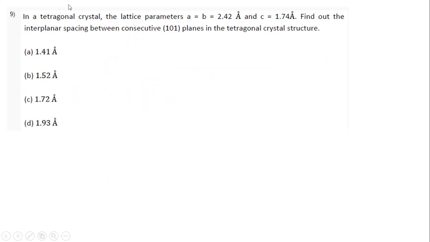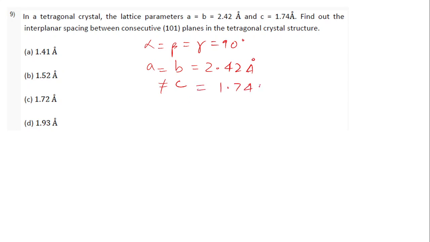Okay. Next question. In a tetragonal crystal, okay, so this is tetragonal, that means angles are all equal and 90 degree, but the parameters are different. A is equal to B, given 2.42 angstrom, and not equal to C, and C is 1.74 angstrom. This is what a tetragonal crystal is. Find out interplanar spacing between 101 planes.